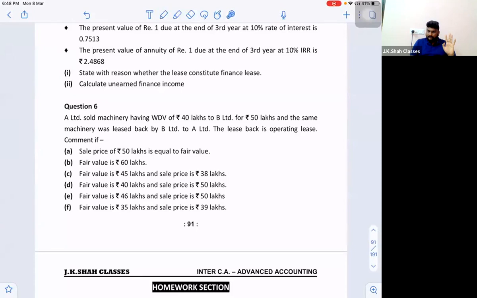Correct? So please write down the answer. When fair value is rupees 60 lakhs, comma, the profit of rupees 10 lakhs, you can repeat the same first point again. You can repeat the answer for A same to same after comma. The profit of rupees 10 lakhs should be recorded immediately in the books.